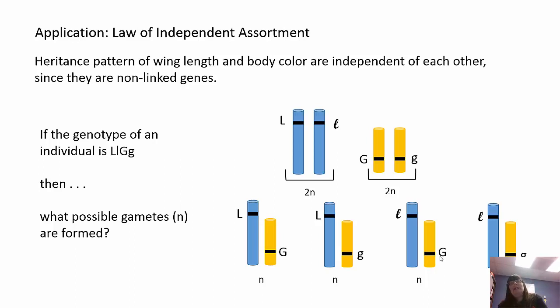What you want to do is do the first with the third, so big L, big G. Then you want to do the first with the fourth, big L, little g. Then you want to do the second with the third, little l, big G, and then the second with the fourth, which is little l, little g.